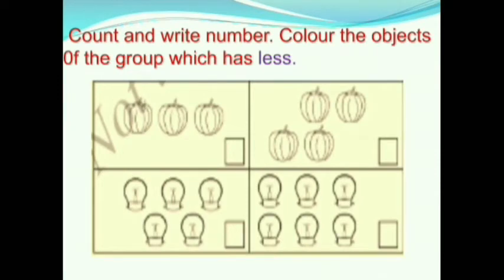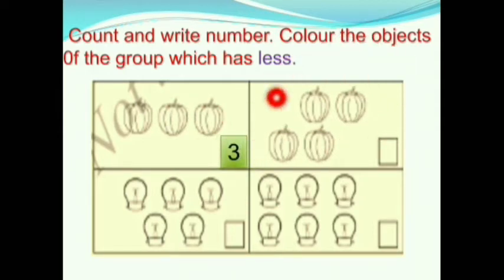Now we will learn about less. As you can see, we have two groups of pumpkins and bulbs. First we should count the number of objects in each group. Then we should compare the two groups and color the group which has less. We will count the number of pumpkins in the first group. 1, 2, 3. 3 pumpkins. So we will write 3.